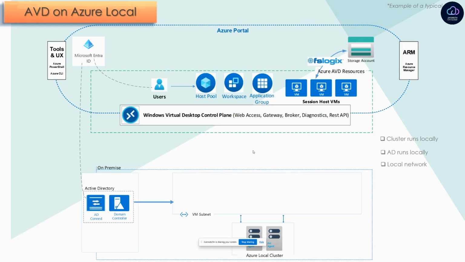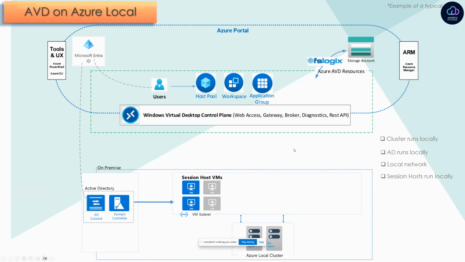Obviously, we're going to need some networking, so we need a subnet where the session hosts are going to run on top of Azure Local. And then we're going to move our session hosts, and this is key, our session hosts will no longer be running in Azure, they'll be running on your local on-premise infrastructure. Okay, so we get rid of them from the portal, we move them down to the on-premise subnet. Then we can have some infrastructure VMs to run applications, we can run storage, things like that.